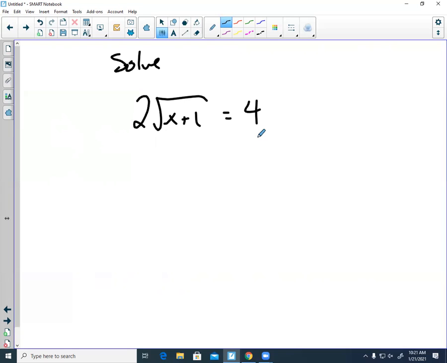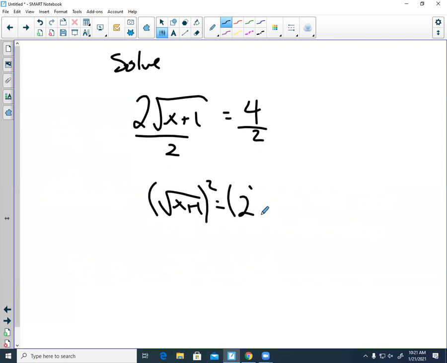You go about solving it like any normal equation. You would treat the radical as the unknown, isolate it, and then solve. So we would divide by 2, and I'm left with the square root of x plus 1 equals 2. Now we square both sides of the equation. So I end up with x plus 1 equals 4, and then I get x equals 3. These ones are the nice ones. These are the ones that you are not sad about, because all you have to do is square the sides of the equation and you're done pretty much.